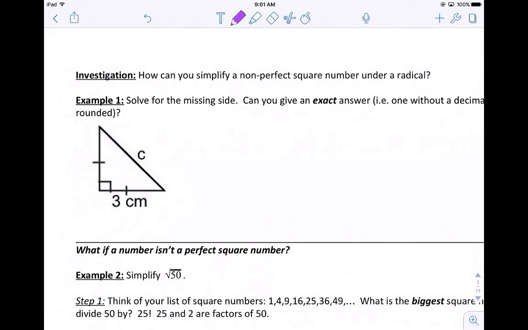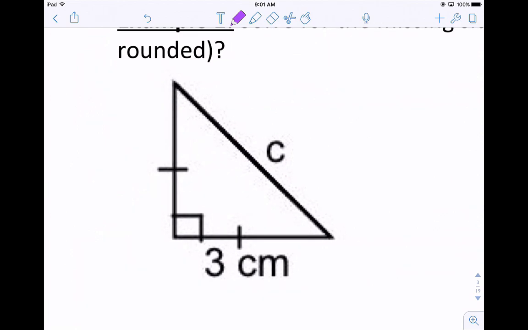Investigation: how can you simplify a non-perfect square number under a radical? Solve for the missing side. Can you give an exact answer, one without a decimal? And you'll see exact answers a lot, on the ACT and different standardized tests. So let's take a look at this. If you remember, this is an isosceles triangle. This means both sides are the same.